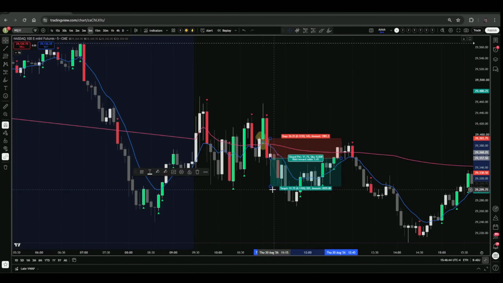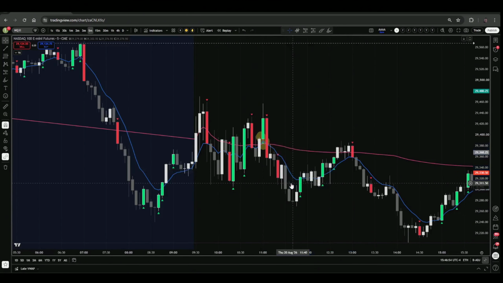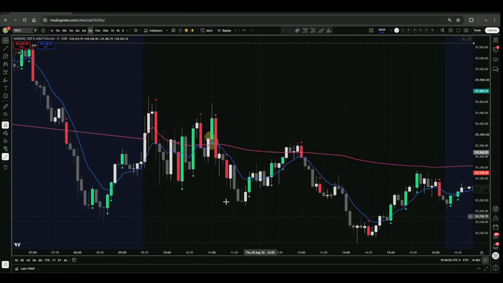Targeting the lows here, or maybe try targeting the lows here with a trailing stop loss. This could be 1.5, but this trade I wouldn't take. But here there are a couple extra things as trading ideas that I can show you.